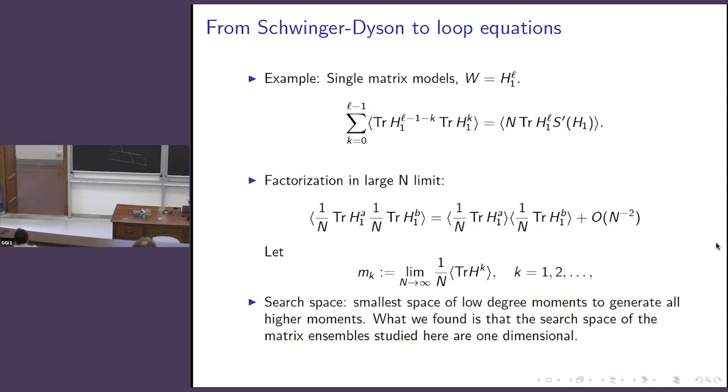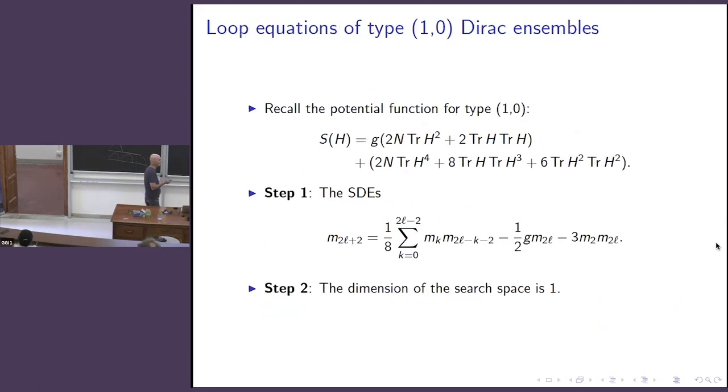And the other idea, I explained it. So you look for the small number of these MKs such that all other MKs will depend only on those. In all models that we looked at, these MKs depended on M1 only. So this was a kind of still a lucky situation.